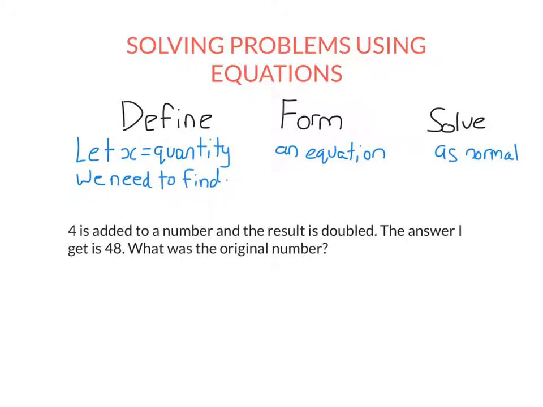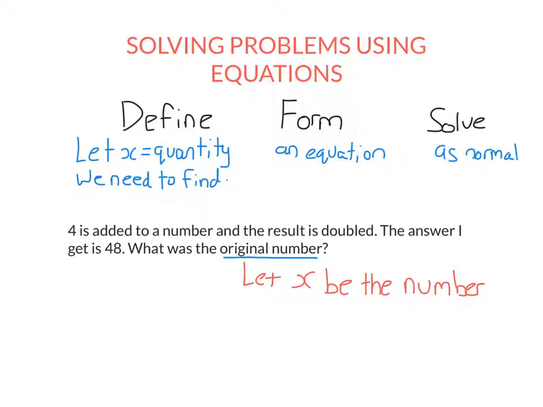So let's try this one. 4 is added to a number, the result is doubled, the answer I get is 48, and I want to find what is the original number. So I've underlined original number because that is the quantity, that's the thing I'm trying to find. So my first step is to define a variable. I let x equal what I'm trying to find. In this case, let x be the number. So x is the original number. That is step 1 done.